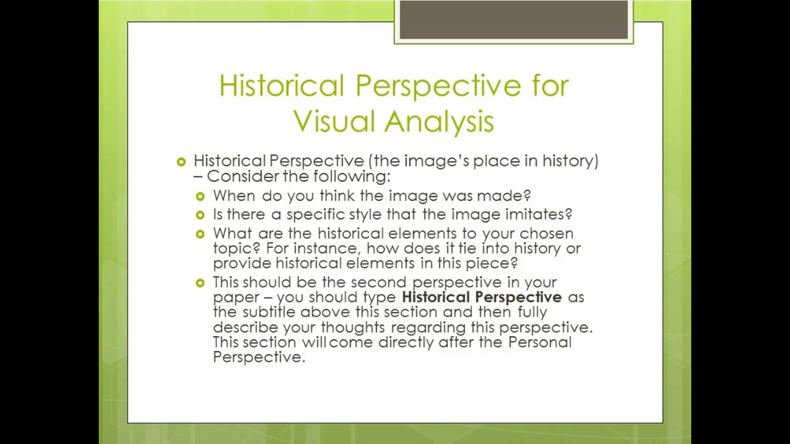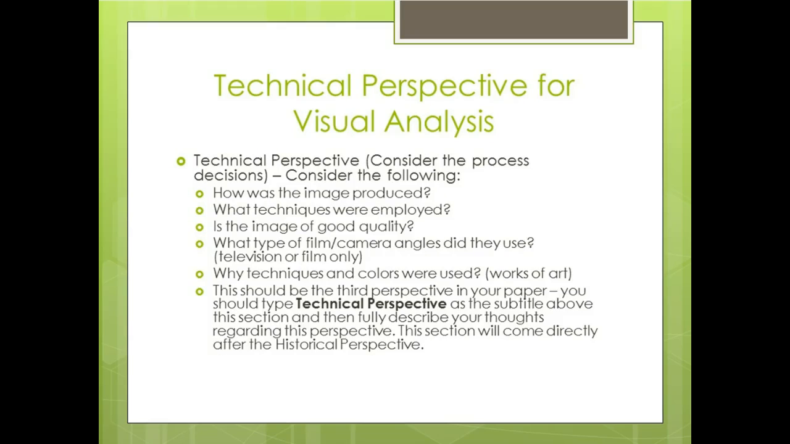So you see what I'm doing there. It's just, how are the historical elements there? How does it represent this television series, this film, or this famous work of art's place in history? Okay, so this should be the second perspective in your paper. You should type historical perspective above this as a subtitle, then fully go into the historical perspective before proceeding to the next perspective, which is the technical perspective. So with a technical perspective, we're thinking about, how was this film or this television series or this famous work of art produced?